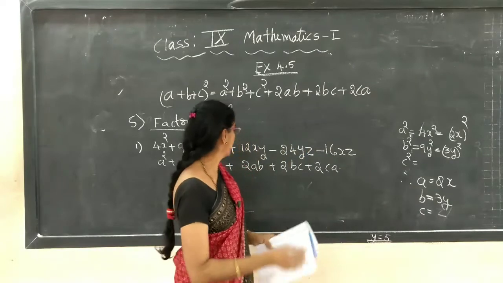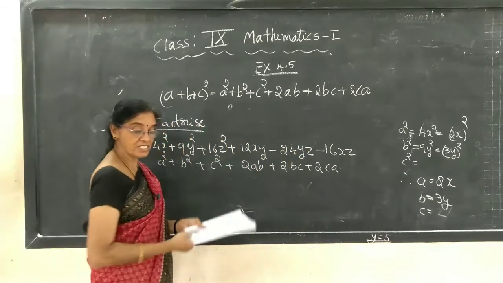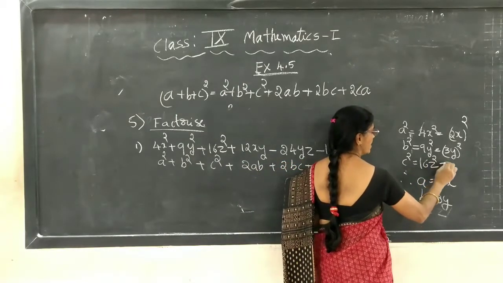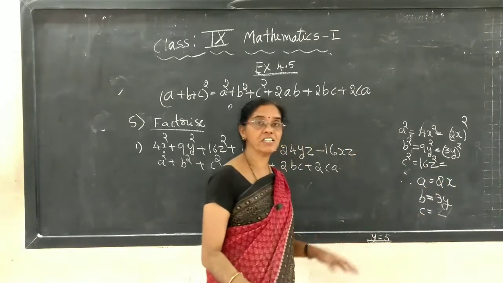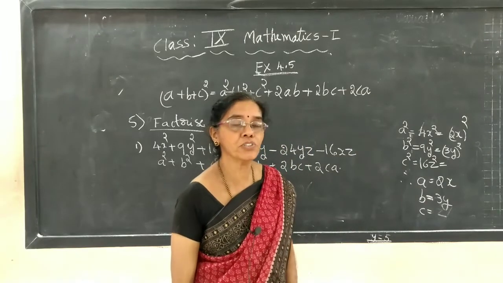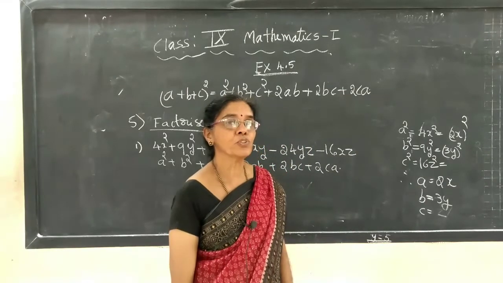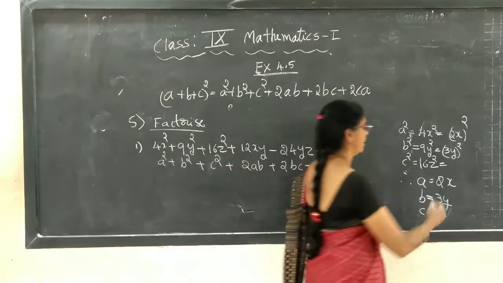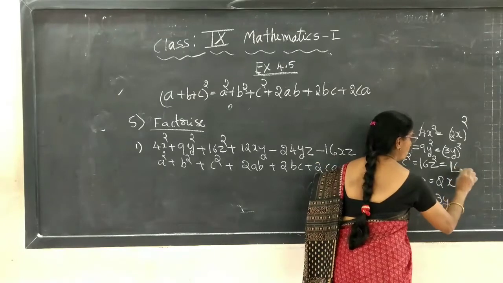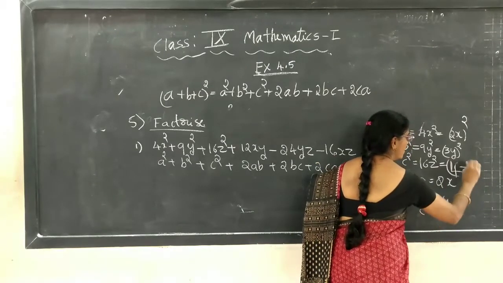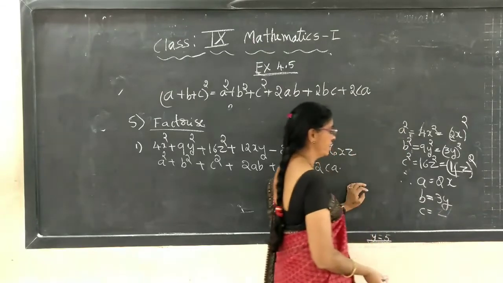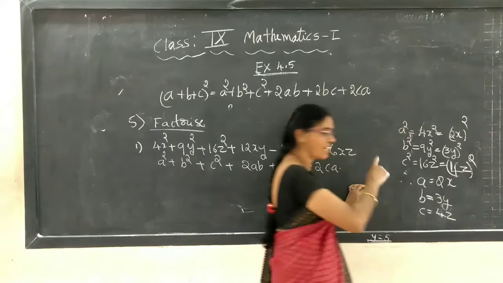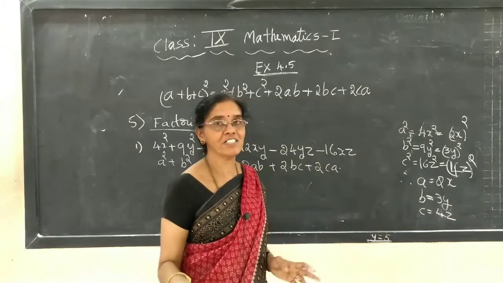And c square is 16z square. 16 is which square number? 2 square is 4, 3 square is 9, 4 square is 16. So it is 4z square, so c is 4z. Once you get a, b, c, it is easy to write the answer.